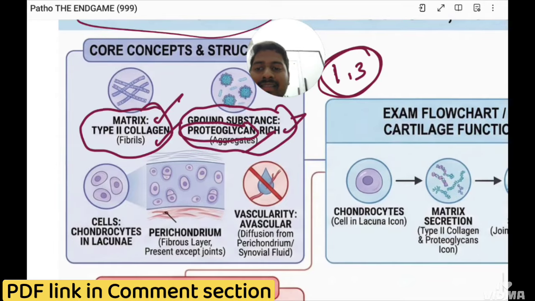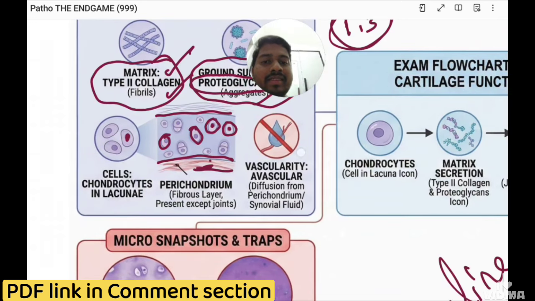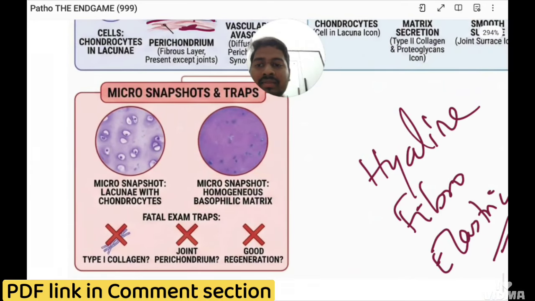And then the cells, these are chondrocytes, which are accumulated in the lacunae. So this is the perichondrium outside, and you can see that inside the cartilage there are no blood vessels, it is avascular, and these chondrocytes are arranged in lacunae. This is the classical feature of hyaline cartilage. Since there is no vascularity, diffusion is the main source of nutrition. You can see lacunae, and within that we see the chondrocyte. So whenever this image is given in histology or pathology, you should identify this as hyaline cartilage.